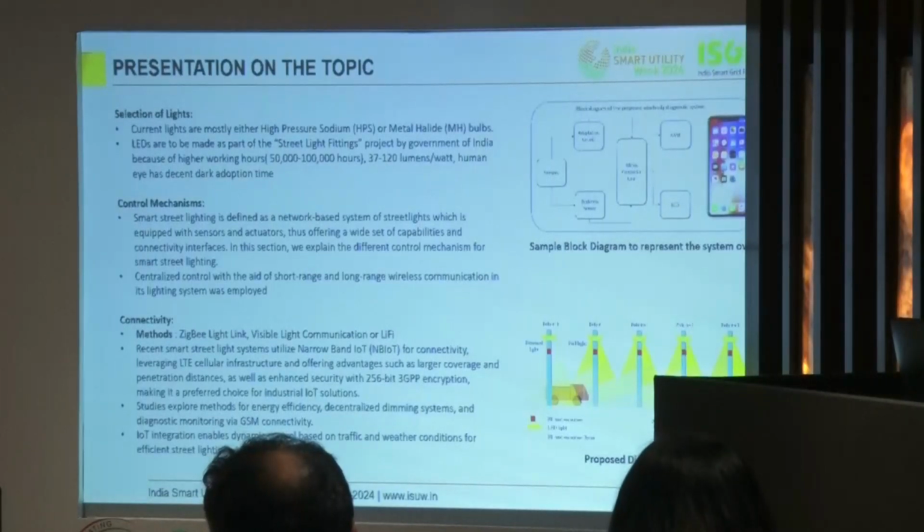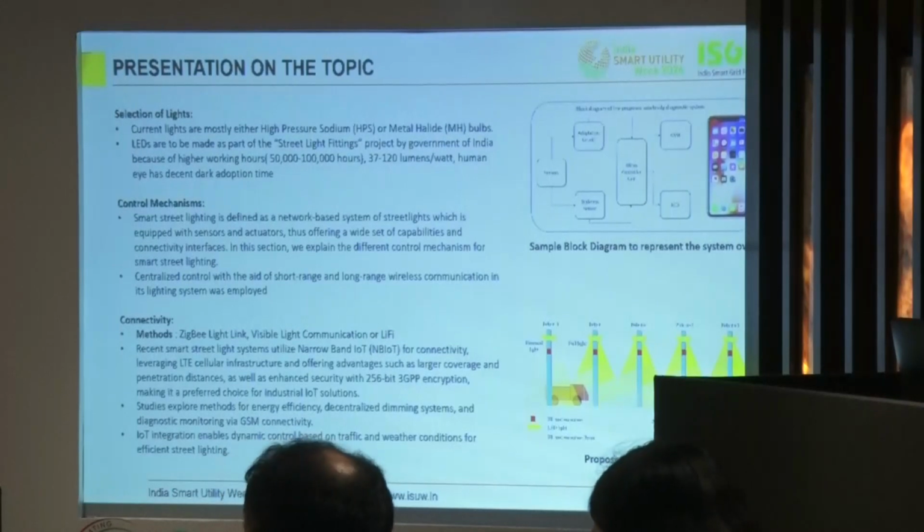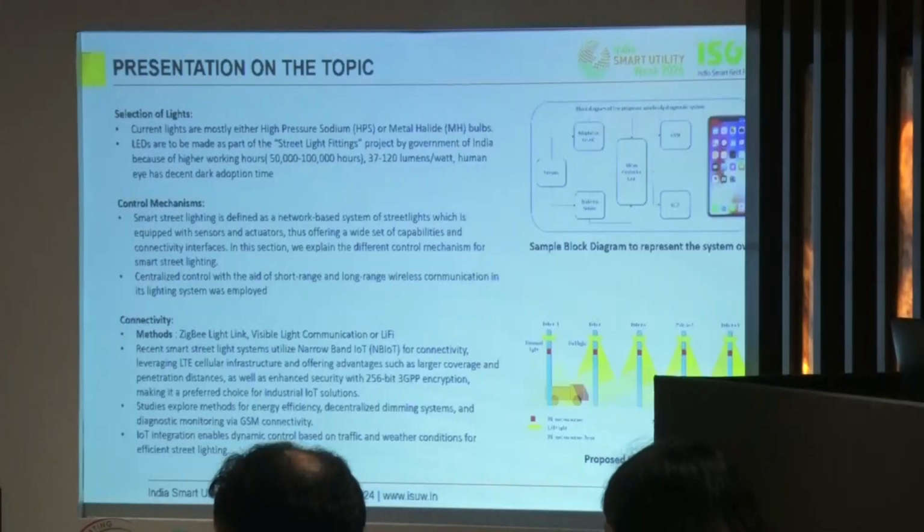There are different control mechanisms which are currently in place. One is the Zigbee Light Link, which is pretty common all across Europe. Zigbee Light Link is a mechanism or a framework where it gets connected using 2.4 gigahertz, which is the common frequency for all the different connectivities for LED lights. And the other is Li-Fi, light fidelity, or commonly called visible light communication.